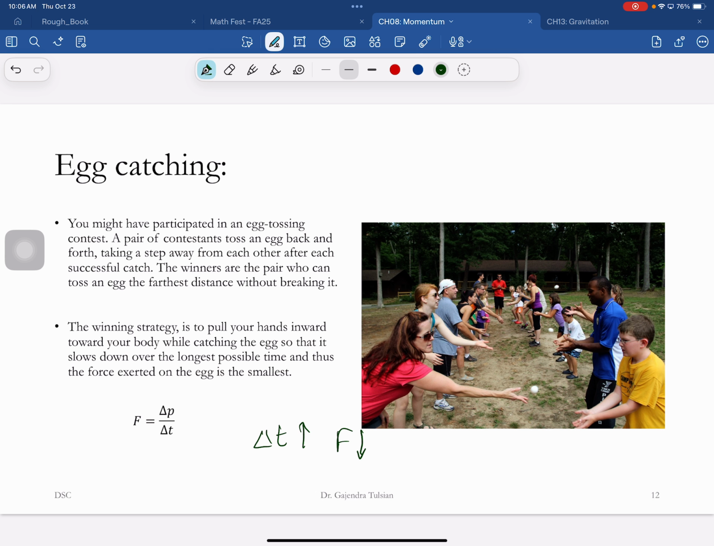So, the winning strategy is to pull your hands inward towards your body while catching the egg, so that it slows down over the longest possible time. Thus, the force exerted on the egg is the smallest.